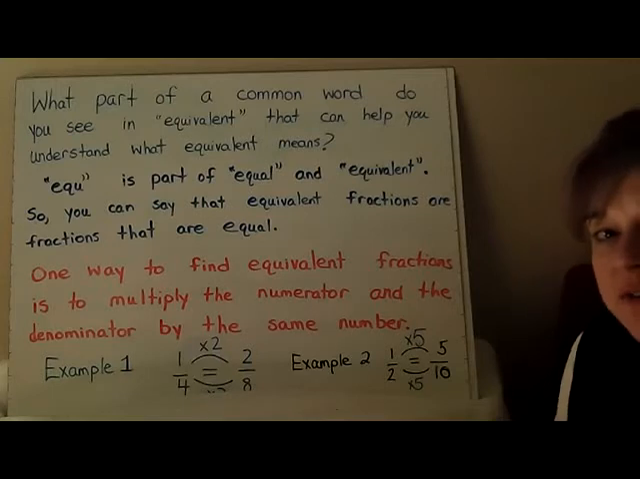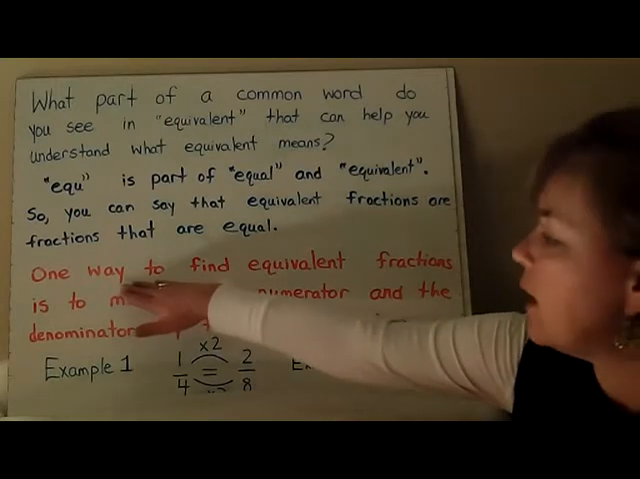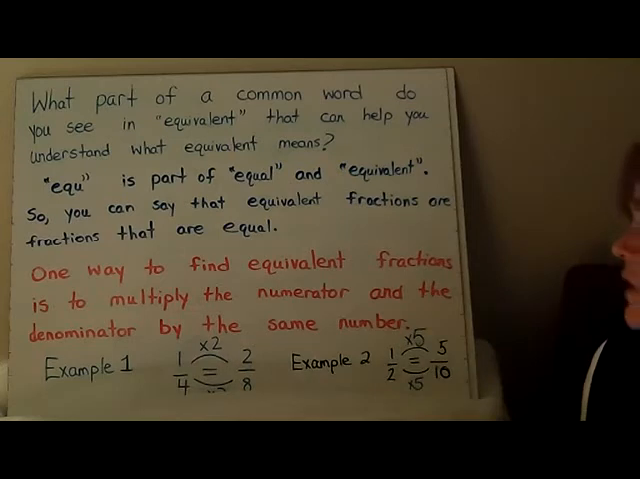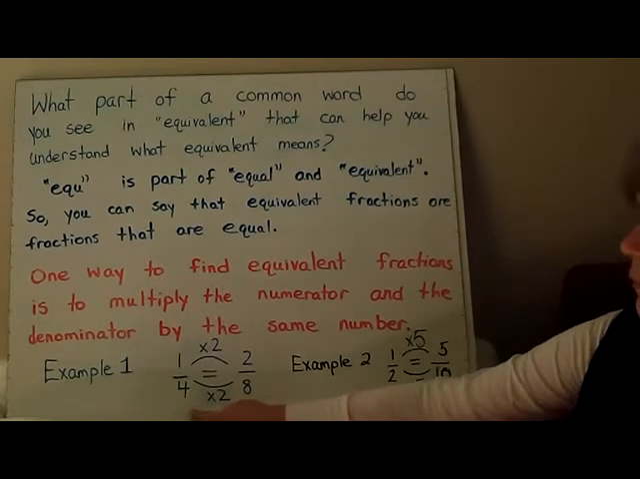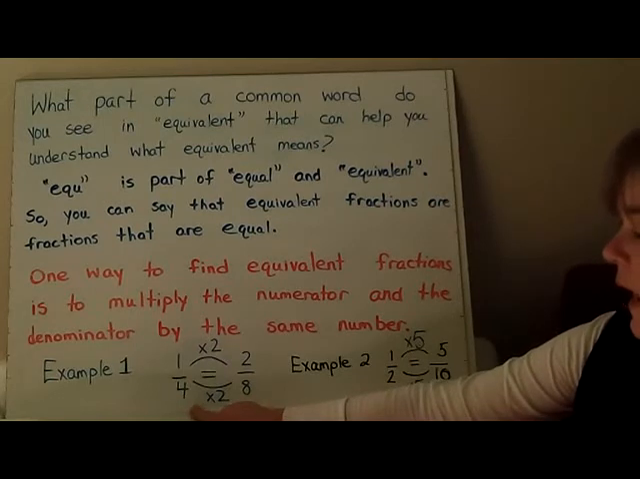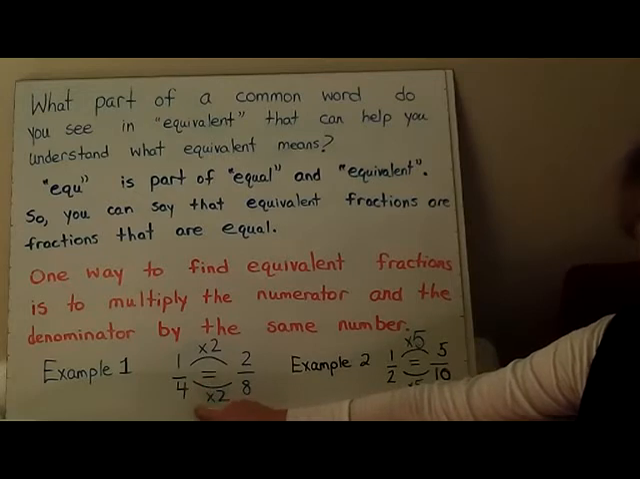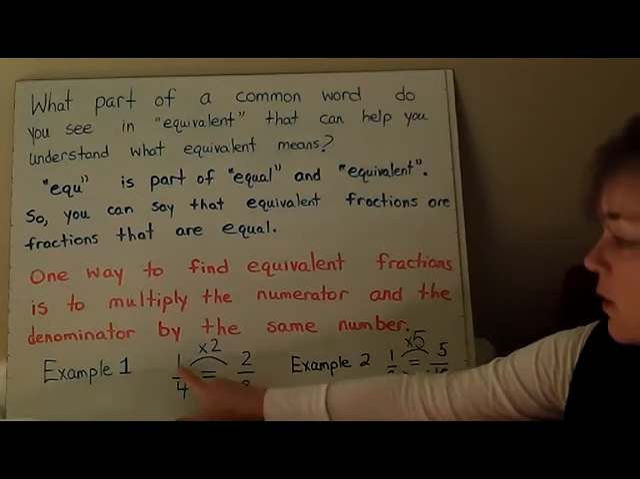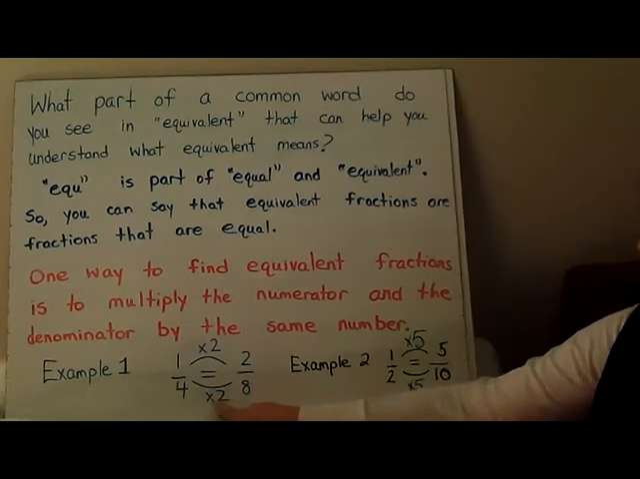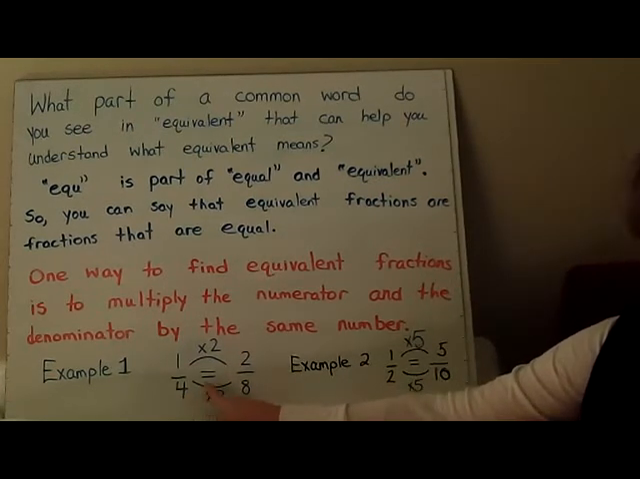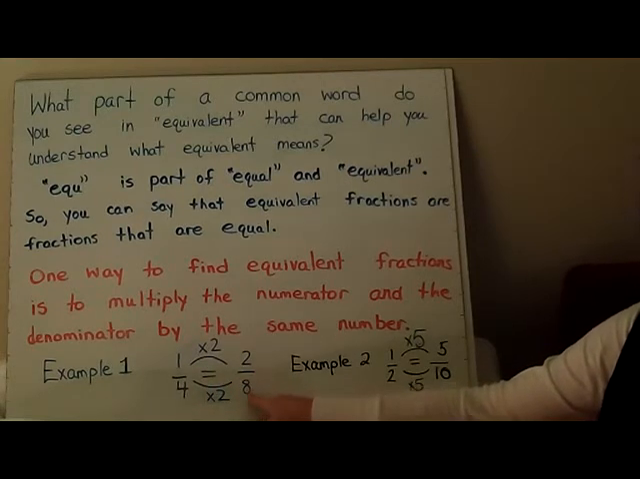There's 2 different ways you can find equivalent fractions. One way is to multiply the numerator and the denominator by the same number. Now let's look at our examples. Right here, we have 1/4. If I multiply the numerator by 2, I have to multiply the denominator by 2. So 1 times 2 is 2, 4 times 2 is 8. That means that 1/4 is equivalent to 2/8.